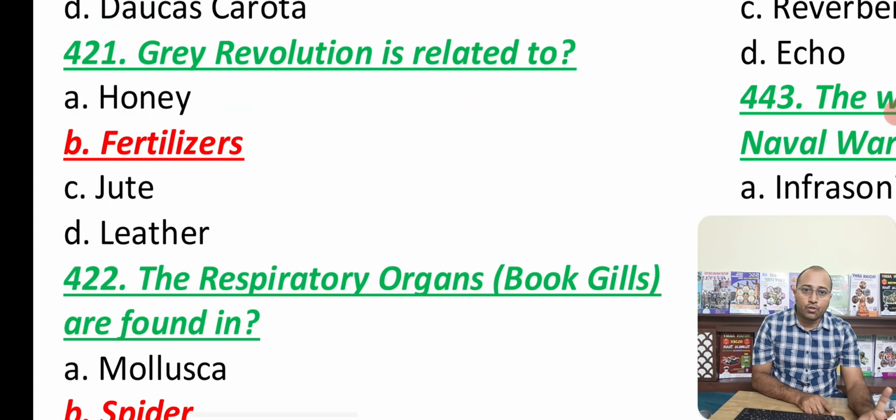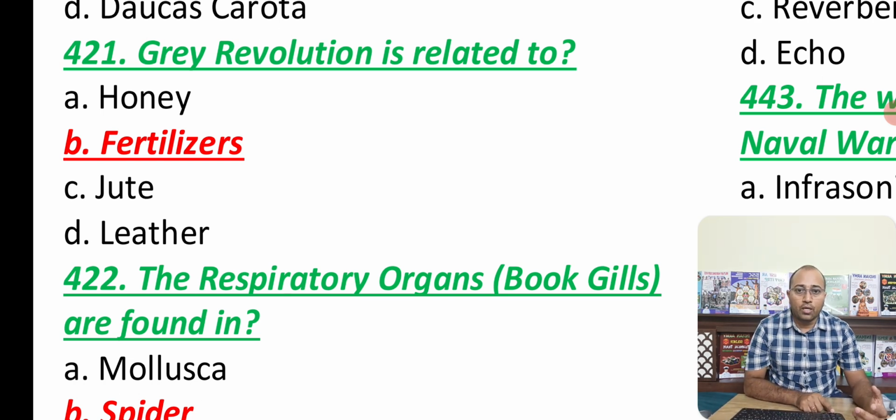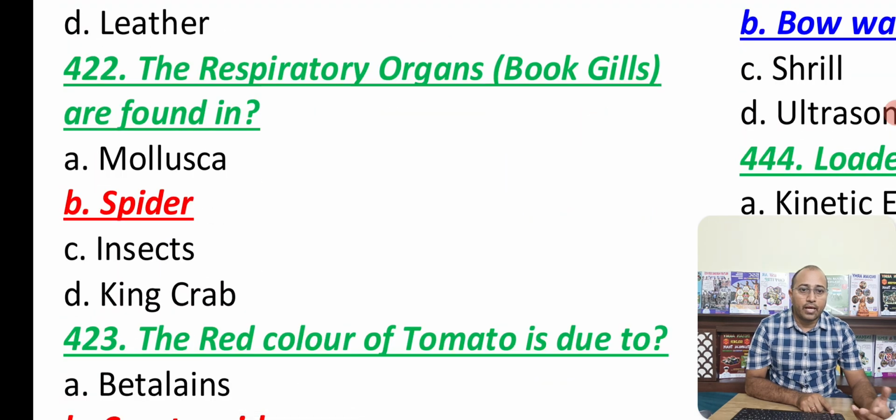Gray revolution is there. It is related to fertilizers actually. Normally, what are the fertilizers we use? So they all come under the gray revolution. When it comes to honey, it is the golden revolution. We have jute and leather, everything. They have different types of revolutions.